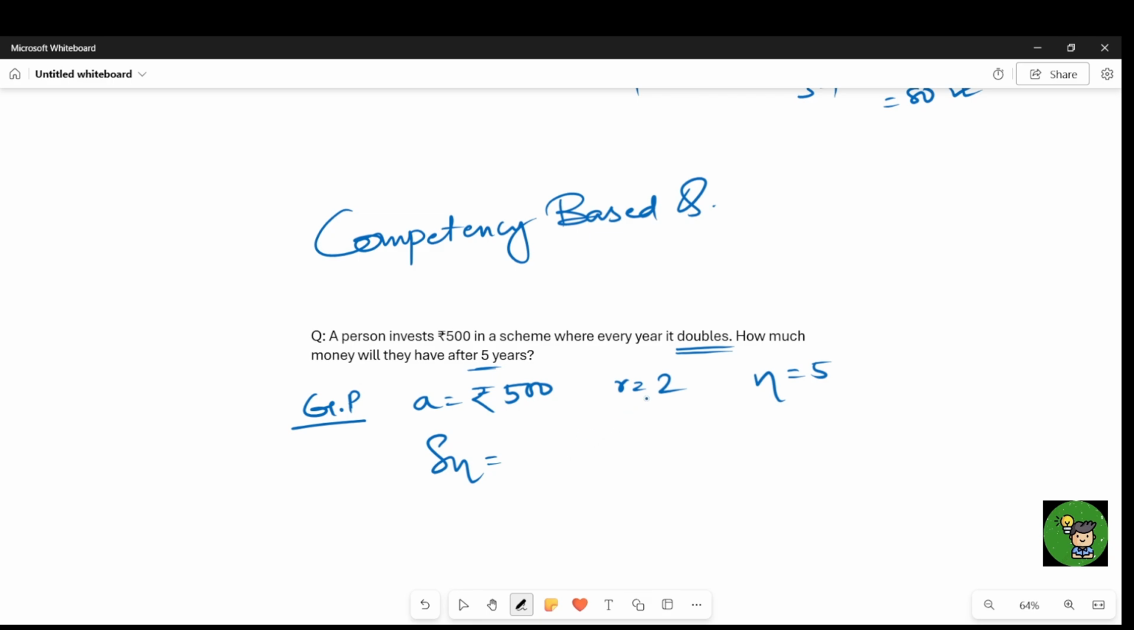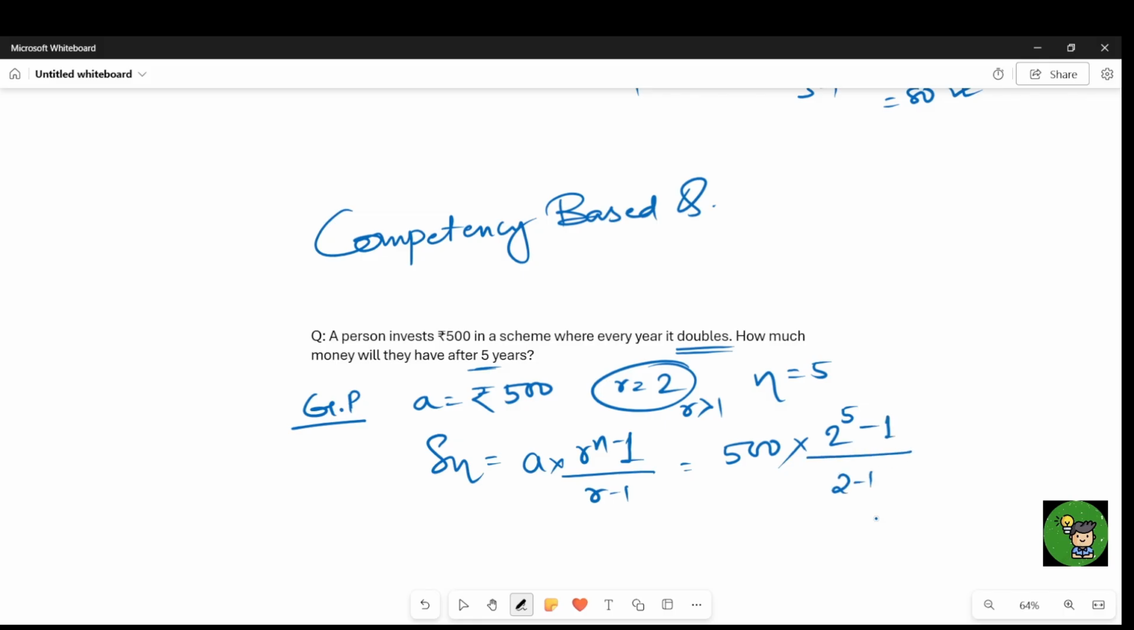So as here r is greater than 1, what will be the formula? a into r to the power n minus 1, by r minus 1. So what is our a? 500 into, what is our r? 2. What is our n? 5, minus 1, by 2 minus 1. What do we get? 500 into 31. Correct? So that is around rupees 15,500.